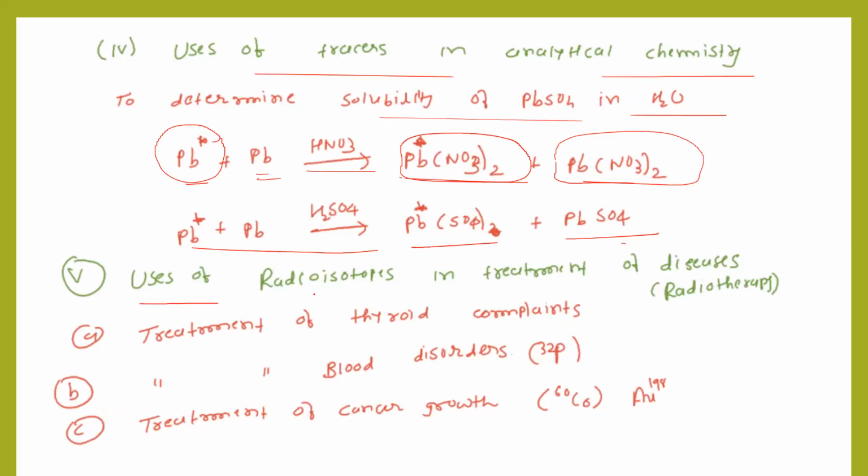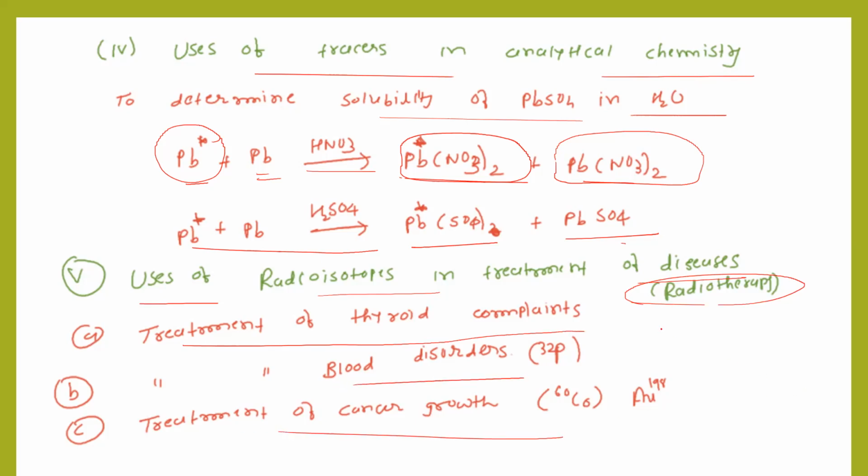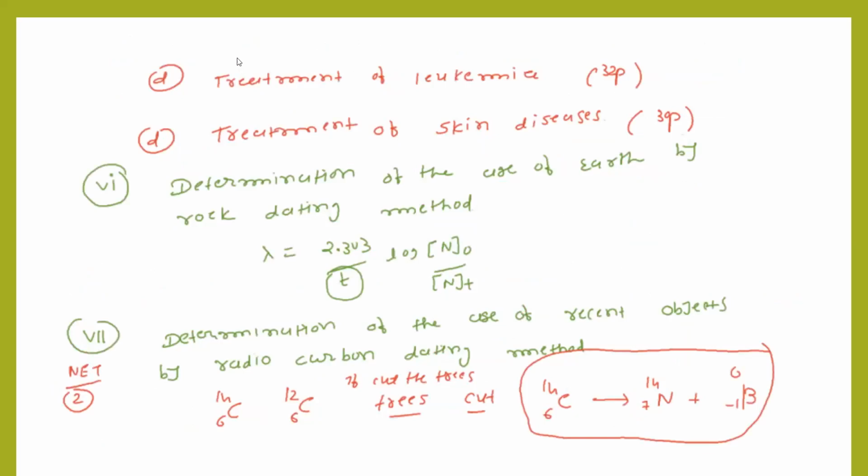The fifth category is use of radioisotopes in treatment of diseases. That is also known as radiotherapy. So treatment of thyroid complaint, treatment of blood disorder, treatment of cancer growth. So there are medicinal applications of radioactive isotopes. Now for the treatment of leukemia disease we can also use the radioisotope technique, where phosphorus 32 is used. Treatment of skin disease, where phosphorus 30 is used.